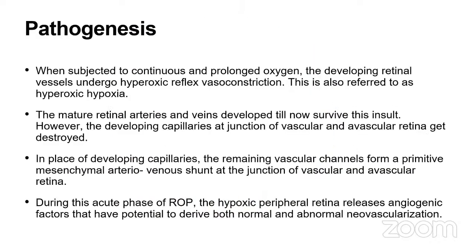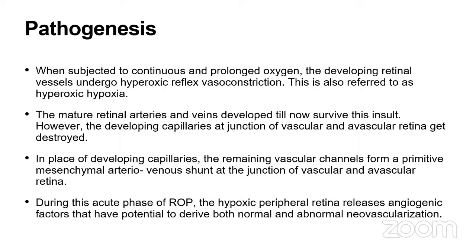So the pathogenesis is this: when the infant is subjected to continuous and prolonged oxygen, the developing retinal vessels undergo hyperoxic reflex vasoconstriction. This is referred to as hyperoxic hypoxia. The mature retinal arteries and veins which have developed till now will survive this insult. However, the developing capillaries at the junction of vascular and avascular retina get destroyed by this excess of oxygen. In place of developing capillaries, the remaining vascular channels form an arteriovenous shunt at the junction of vascular and avascular retina.